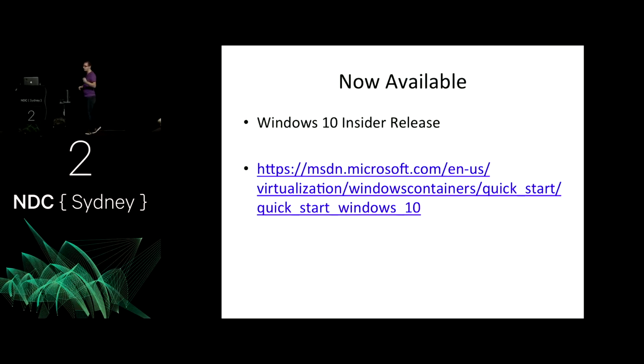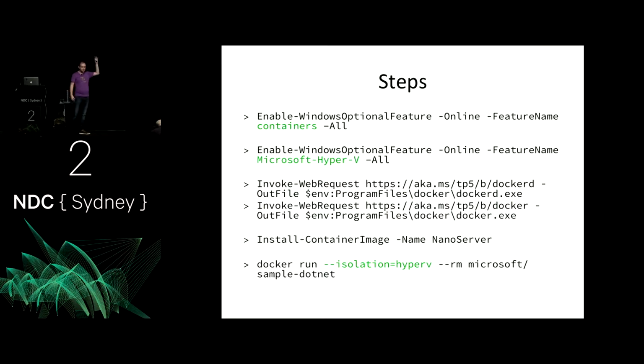You can download it from here, download the insider release, and you can get a quick start. Fundamentally, it looks and feels like Windows Server 2016. You simply enable a feature, you enable Hyper-V, you download and invoke some particular scripts and executables, and then you have Windows containers running on Windows 10. The way it works is by using that Hyper-V isolation. It's taking advantage of that isolation level in order to execute and boot a different Windows host kernel.